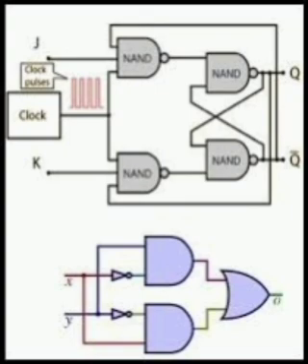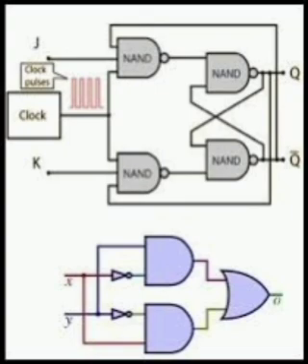Triggering is used to initiate the operation of latches or flip-flops. Level trigger: input signal affects the flip-flop only when the clock is at logic 1 or logic 0. Edge trigger: input signal affects the flip-flop only if they are present at the positive or negative going edge of the clock pulse.